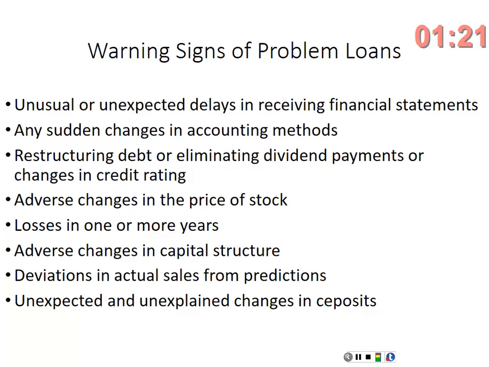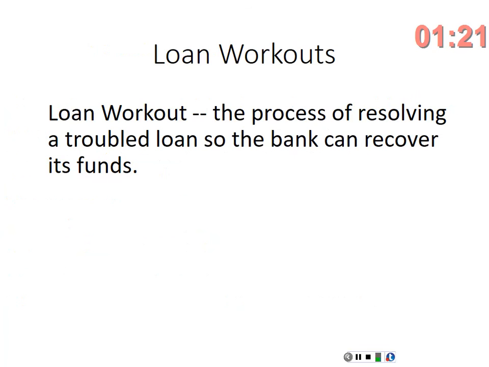And let's see, finally, a lot of this is common sense, warning signs that you have a problem loan. So, things like delaying submitting financial statements to the bank. That could be a problem. It could just be somebody who's overlooked them. Changing accounting methods, restructuring debt, adverse changes in the price of a stock for a company, losses for one or more years, changes in the capital structure, deviations in actual sales from predictions, and unexpected or unexplained changes in deposits. So all of those could be possible signs of a problem loan.